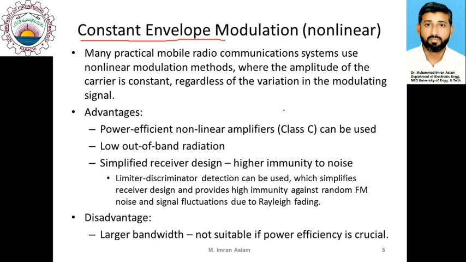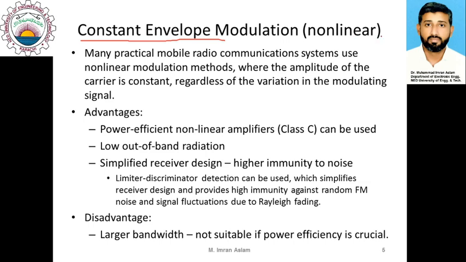Many practical mobile radio communication systems use this type of modulation scheme where the amplitude remains constant regardless of any variation in the modulating signal. So in that case the information needs to be encoded in the frequency rather than the amplitude. So these schemes refer to a type of frequency modulation.